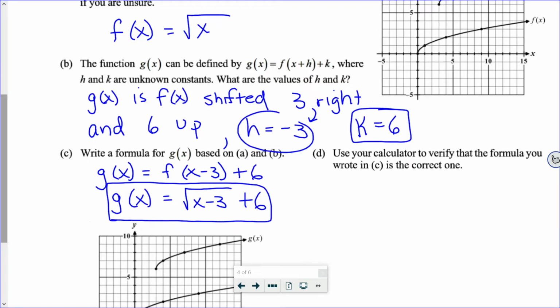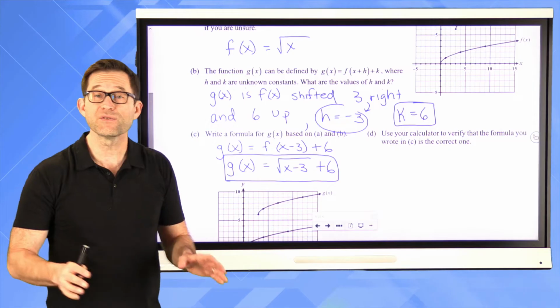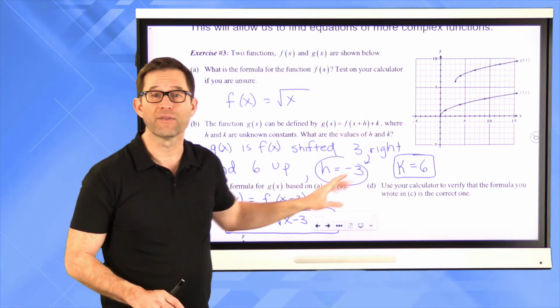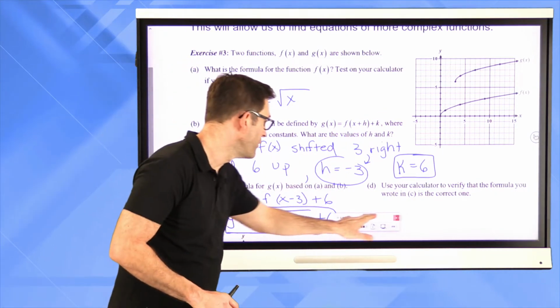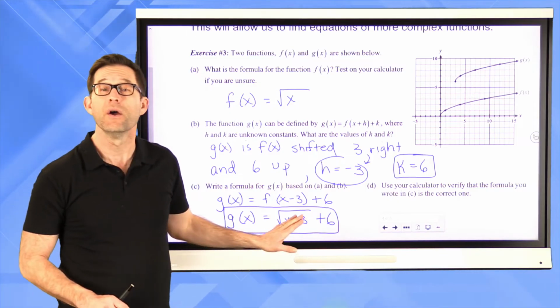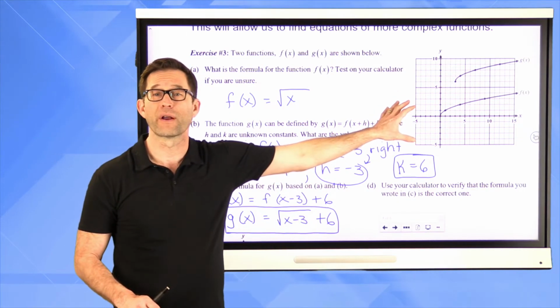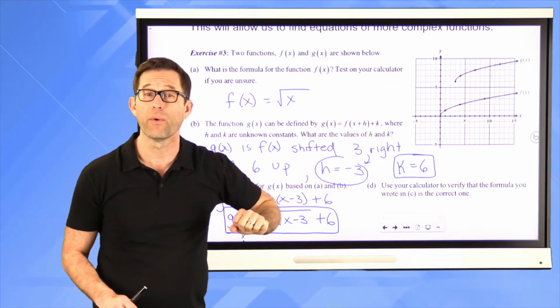And finally, let's take a look at letter D. Use your calculator to verify the formula that you wrote is the correct one. Okay, and this is one of the beautiful things about our calculators, right? We can easily now take this function formula. Let me move this out of the way so we can see the plus 6. We can take this function formula, put it in our calculator, make sure maybe we have the correct window, and we can see that what we have is correct.